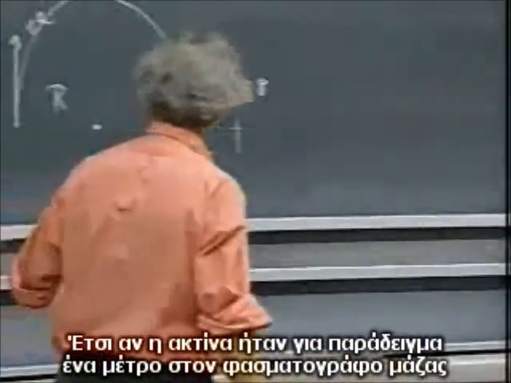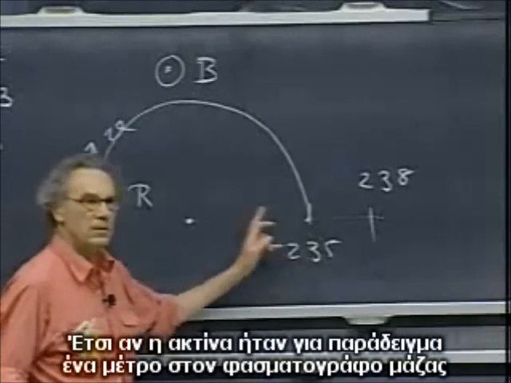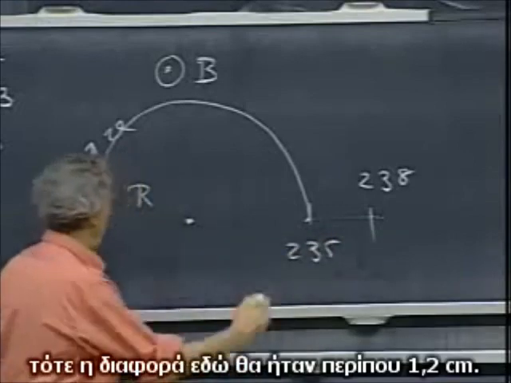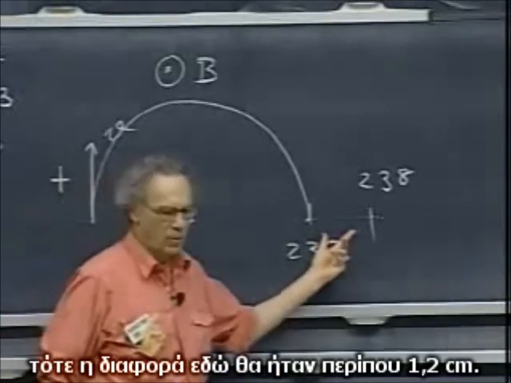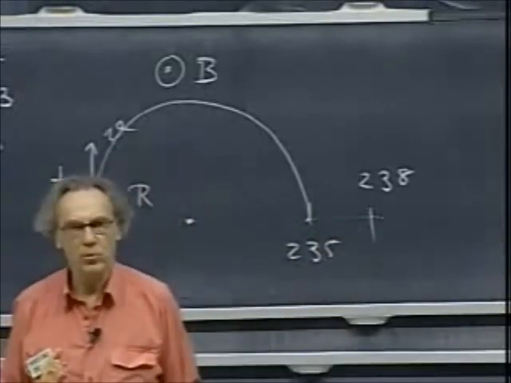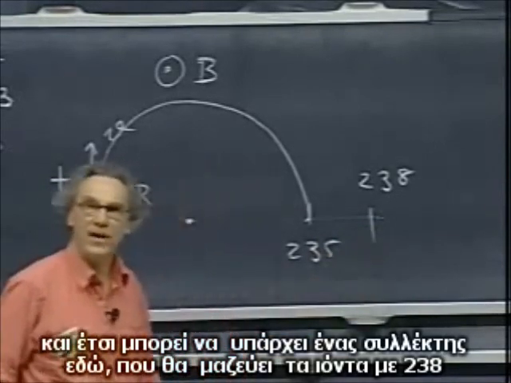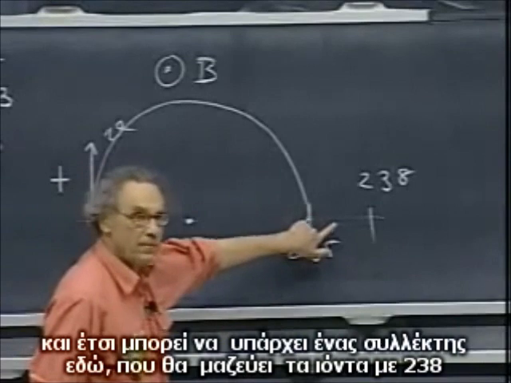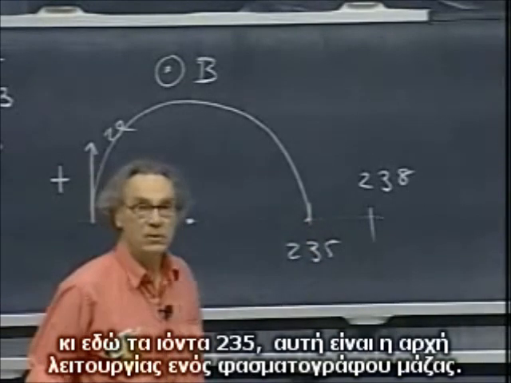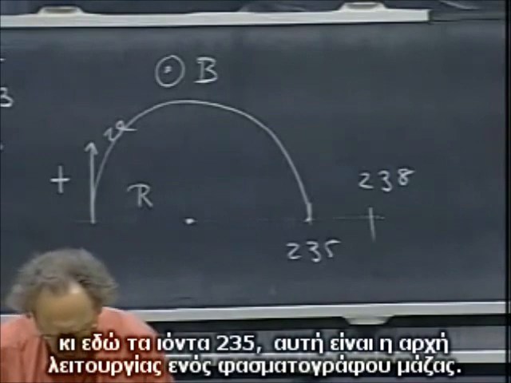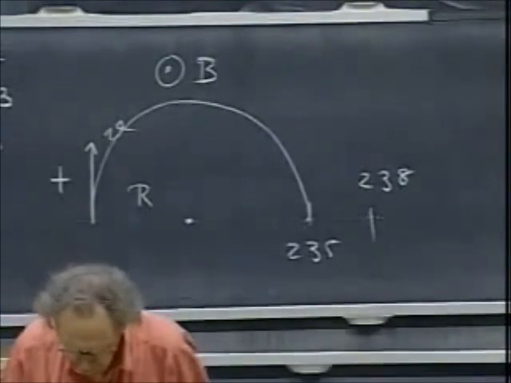And so if the radius, for instance, were 1 meter in this mass spectrometer, then the difference here, remember this is 2R, would come out to be about 1.2 centimeters. And so you have a collector here where you collect your 238 nuclei, atoms, and here you collect your 235. And that is the idea behind a mass spectrometer.